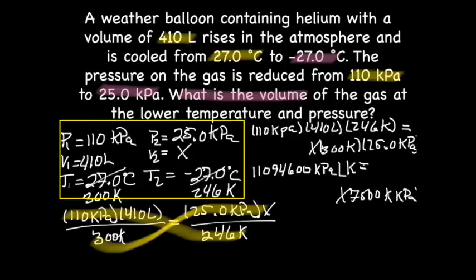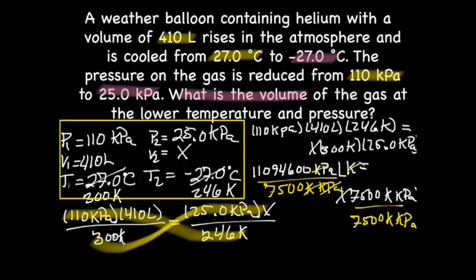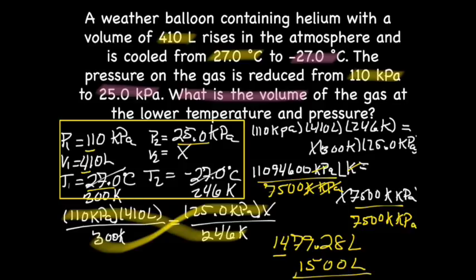All right, so now to get the x by itself, we're going to go ahead and divide by everybody next door to the x, which is 7,500 K kPa. So our K's cross out and our kPa's cross out. And that gives us 1479.28 liters. So now we need to go back and look at sig figs. We have 2 and 2 and 3 and 3. So it'll be 2. So our final answer will be 1,500 liters.